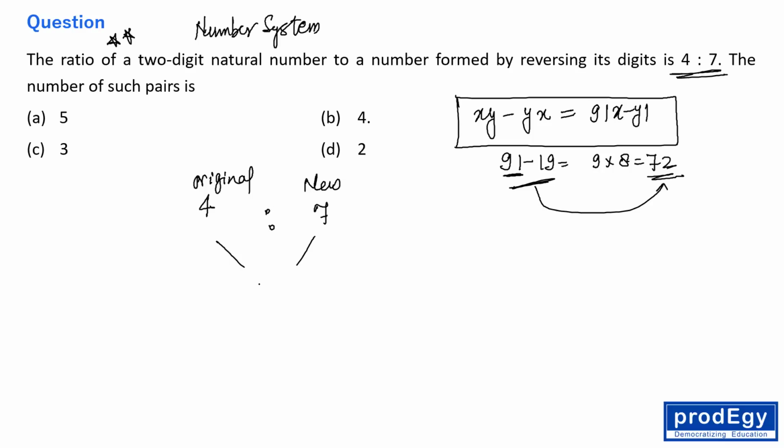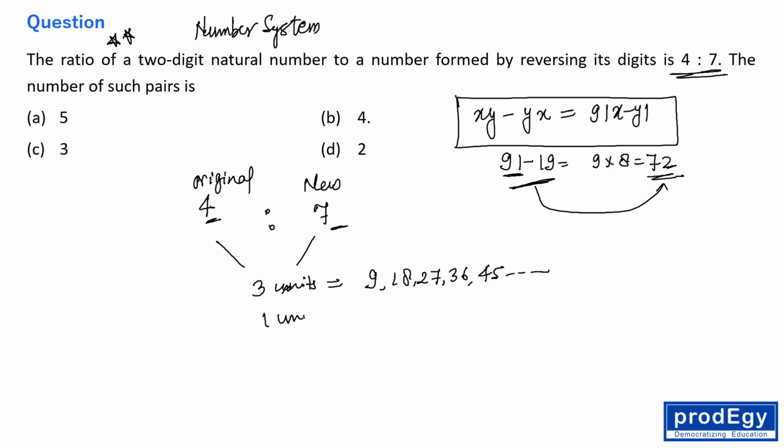So their difference is equal to 3 units, right? Let's say this is 4 units and this is 7 units. So the difference will be 3 units. Okay. So the difference can be a multiple of 9: 9, 18, 27, 36, 45 and so on, right?